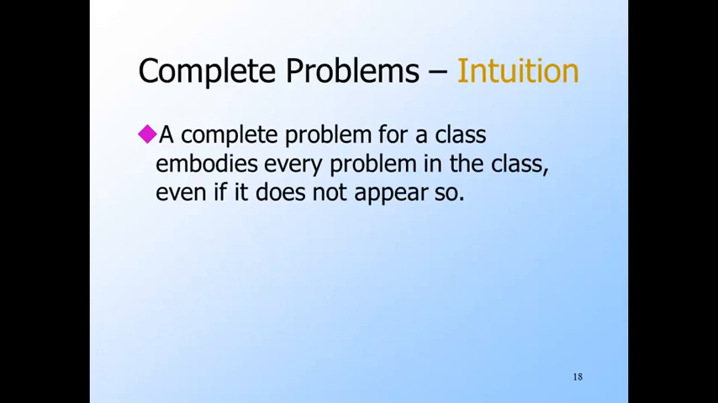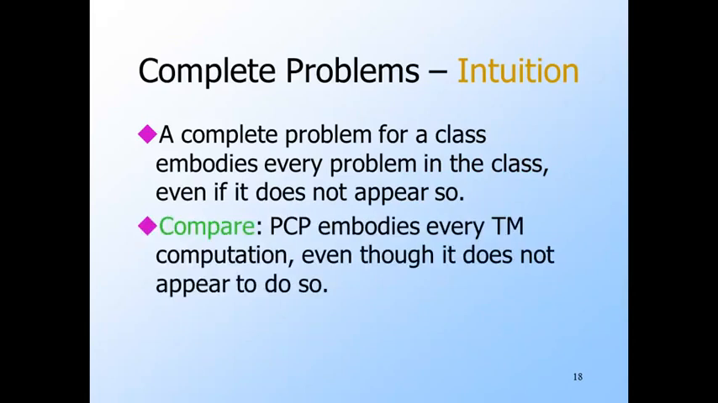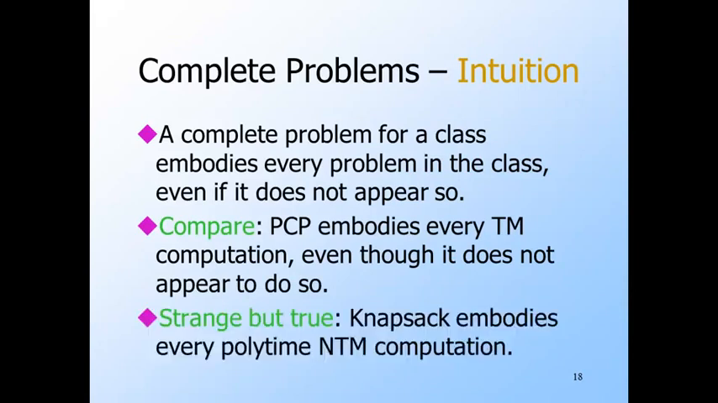Intuitively, a complete problem for a class embodies, in some sense, every problem in the class. For example, the post-correspondence problem embodies every Turing machine, even though it is hard to see PCP as involving computation. It seems to be about concatenating strings in constrained ways. So it might surprise you to know that each NP-complete problem, such as knapsack, embodies all non-deterministic polynomial time computation, even though the knapsack problem seems to be about anything but computation.